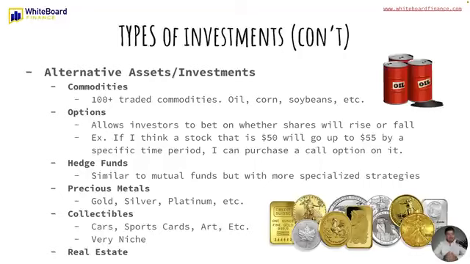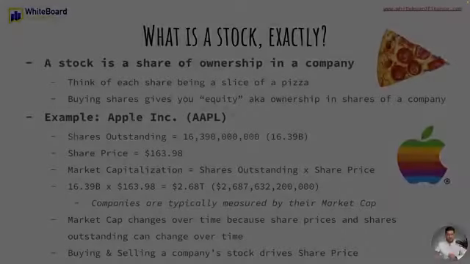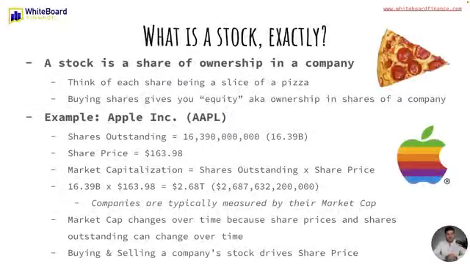And then we also have collectibles. So these are types of alternative investments. We have cars, sports cards, art. These are very niche, however. You need to be an expert in this in order to make a profit. And then finally, we have real estate, which is a huge subset or an alternative investment to stocks.